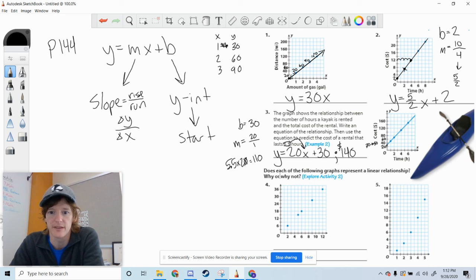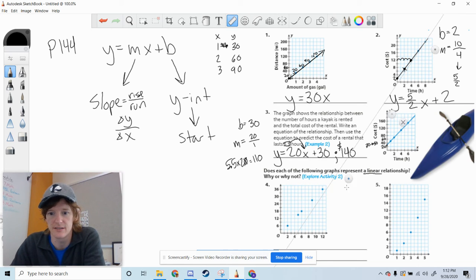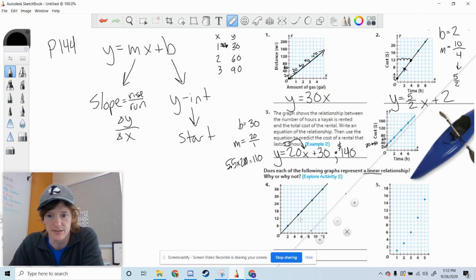Number 4, does each of the following graphs represent a linear relationship? Why or why not? So all we have to do is decide, is it a line? Well, let's check. Maybe grab a note card, ruler, anything straight that you have, maybe a folder, and we need to decide, do all these points go through the same line? Should be able to see on this one. The answer will be, I gotta close my ruler. Yes.